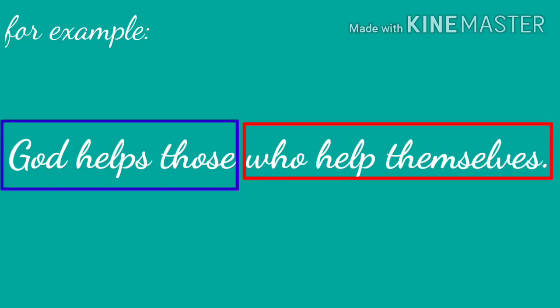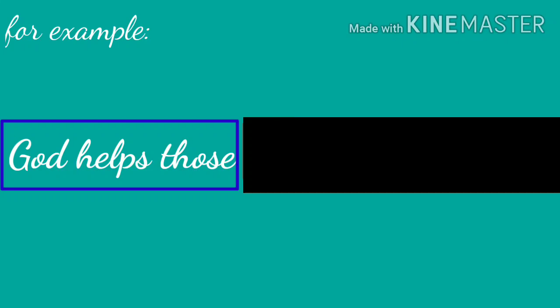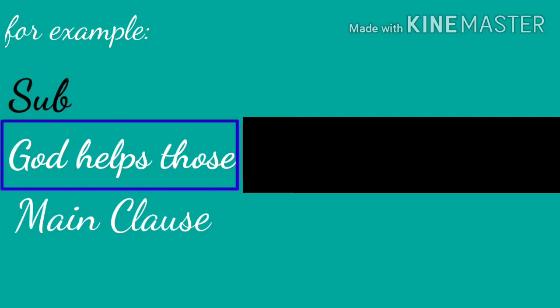So if we take the first clause, God helps those, that is the main clause because the sentence is complete in itself and it doesn't need any support of any other clause to complete the sense. All right, and you have the subject, that is God, helps those, the predicate. Here helps those means helps those people. All right, so that is the predicate, and in the predicate we have the verb helps. All right, so this is the main clause.